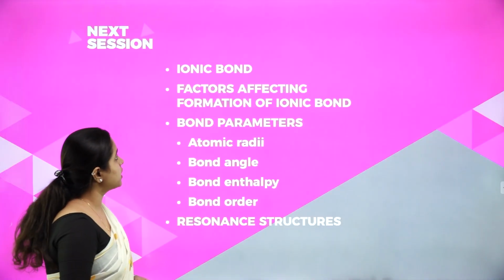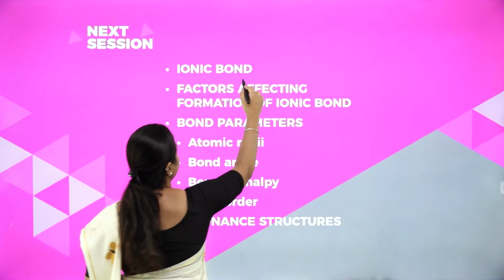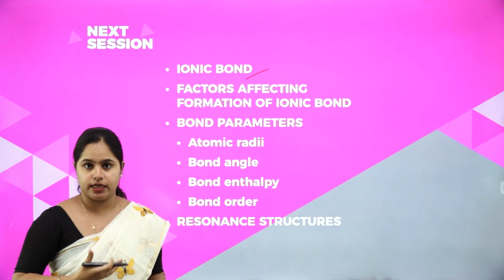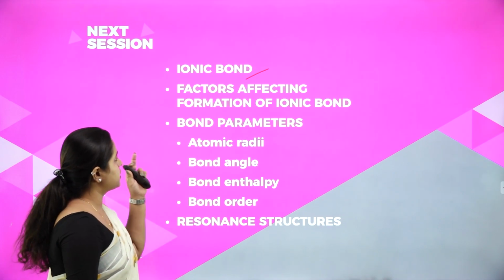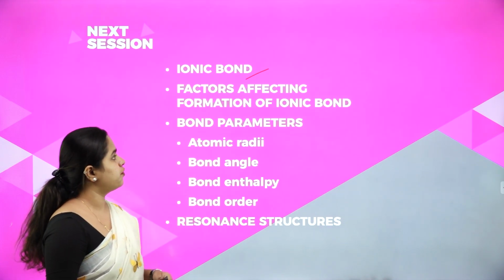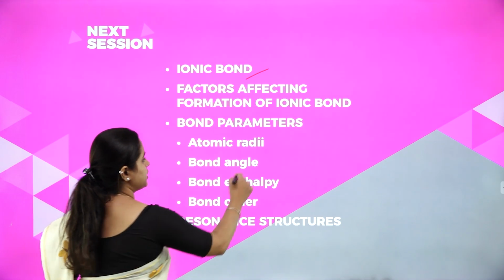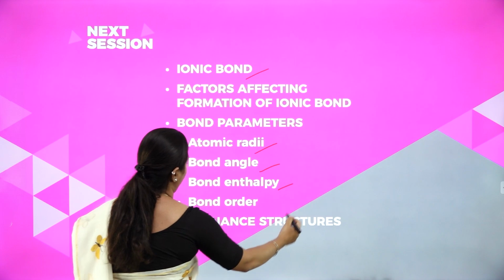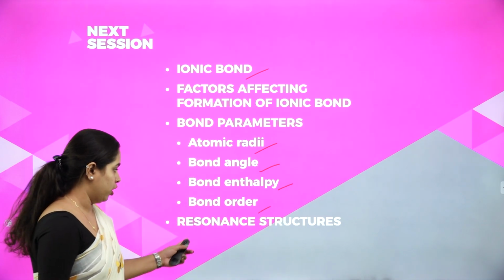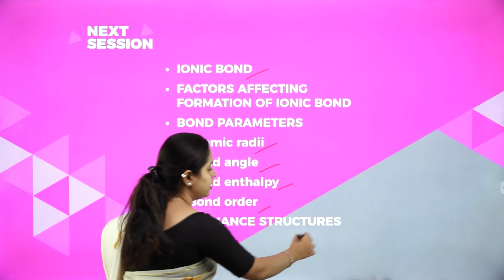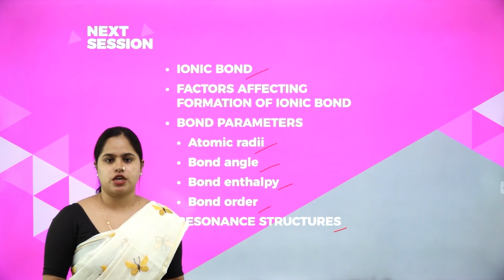In the next class, we will be discussing ionic bond. In this class, we discussed in detail about covalent bond. We will be discussing ionic bond and the factors affecting formation of ionic bond, and bond parameters, in which we will be studying atomic radii, bond angle, bond enthalpy and bond order. And finally, we'll be discussing resonance structure.